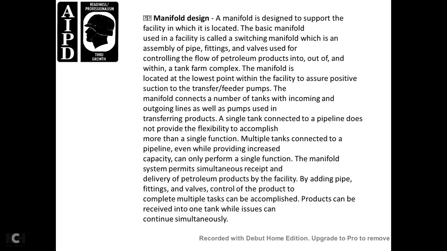Manifold design. A manifold design is to support the facility at which it is located. The basic manifold used in the facility is called the switching manifold, which is an assembly of pipeline fittings and valves used to control the flow of petroleum products in and out of a tank farm complex.